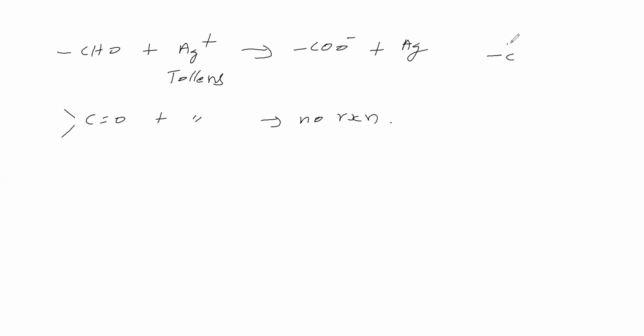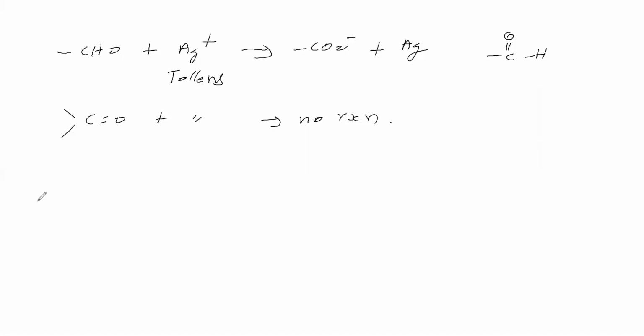In an aldehyde, the functional group contains a hydrogen. This hydrogen is a reducing hydrogen. Therefore, the aldehyde reduces Ag plus. But in a ketone, such a reducing hydrogen is not there. Therefore, a ketone is unable to reduce Tollens reagent.